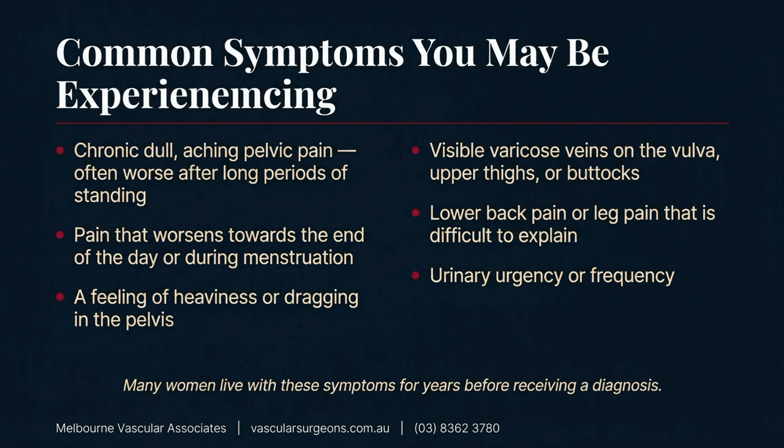Some common symptoms that people experience are chronic dull aching, particularly pelvic pain, that's often worse after standing for long periods of time. This usually, of course, gets worse towards the end of the day, and particularly during menstruation. It can cause heaviness or a dragging type feeling, and sometimes people can have varicose veins around the groin area or down the thighs, and in some instances can also have lower limb varicose veins that are being fed higher up from the ovarian vein itself.